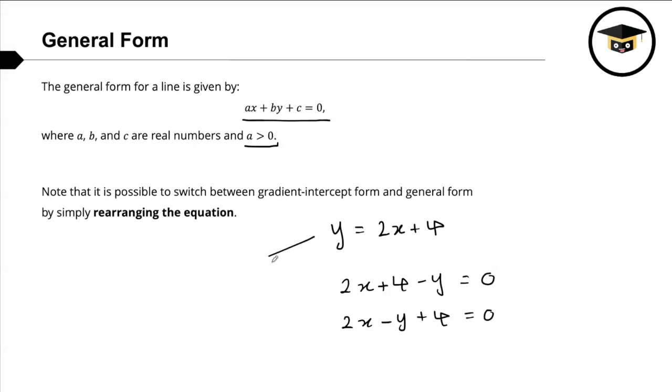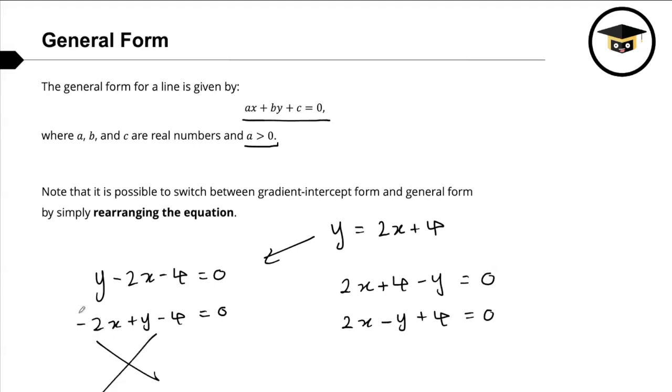Note that if I had moved everything to the left-hand side, right? So if I moved everything to the left-hand side, I would have got minus 2x and minus 4 equals 0. And then I've got minus 2x plus y minus 4 equals 0. So all I've done is just flip them around, like change them around in order. This is not general form. And the reason for that is this. The coefficient of x, which is a, is negative 2 here, which is not greater than 0. So hopefully that makes sense.